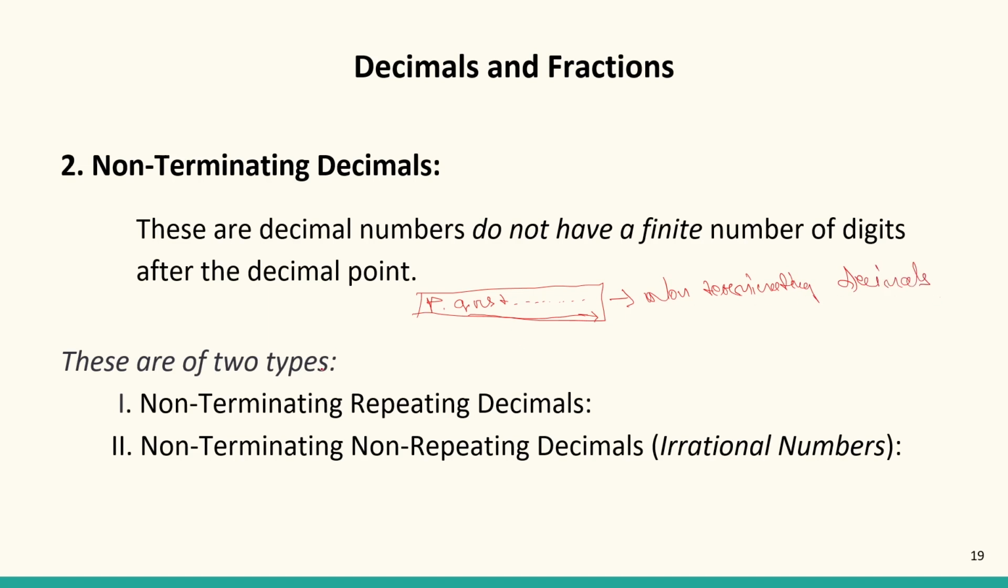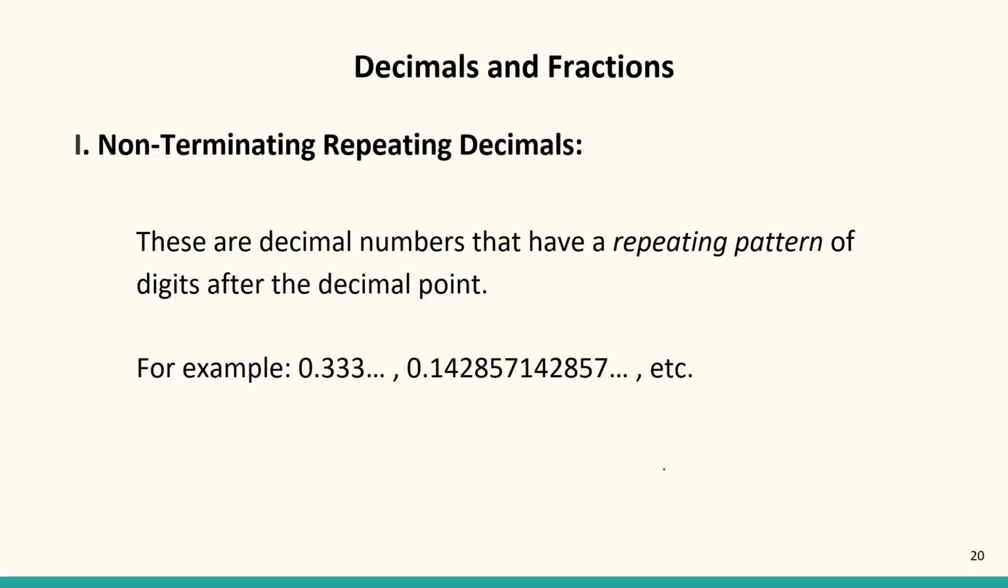These kinds of decimals are further divided into two kinds, that is non-terminating repeating decimals and non-terminating non-repeating decimals, that is irrational numbers. Let's see each one in detail. The non-terminating repeating decimals are those decimals that have a repeating pattern of digits after the decimal point. Like for this example, 0.333 dot dot dot. What it means is 0.333, then again 333, and 3 is actually repeating itself. So this is also represented as 0.3 bar.